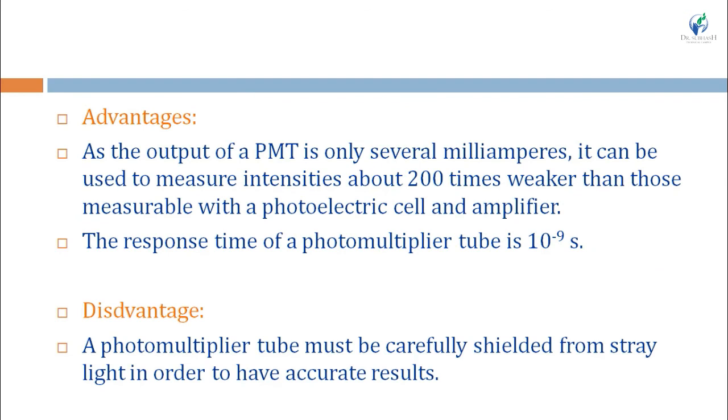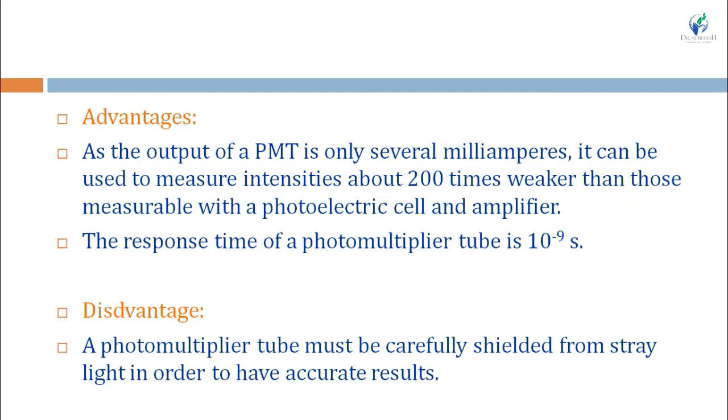Because of this amplification factor, the output of a photomultiplier tube is only several milliamperes. So they can be used to measure intensities about 200 times weaker than those measurable with a photoelectric cell, and the response time of a photomultiplier tube is only 10⁻⁹ seconds, means very quick. And because of this amplification factor, the sensitivity of this photomultiplier tube is very high, right?